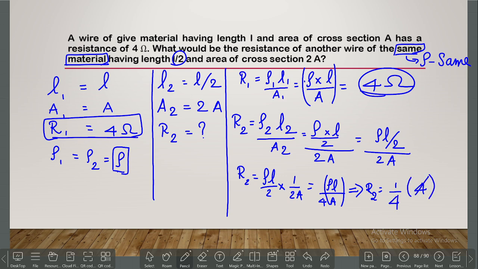So now what will happen? 4 and 4 will cancel each other. What will remain? R2 will be equal to 1 ohm. So what will be the resistance of the second wire? The resistance of the second wire is going to be 1 ohm.